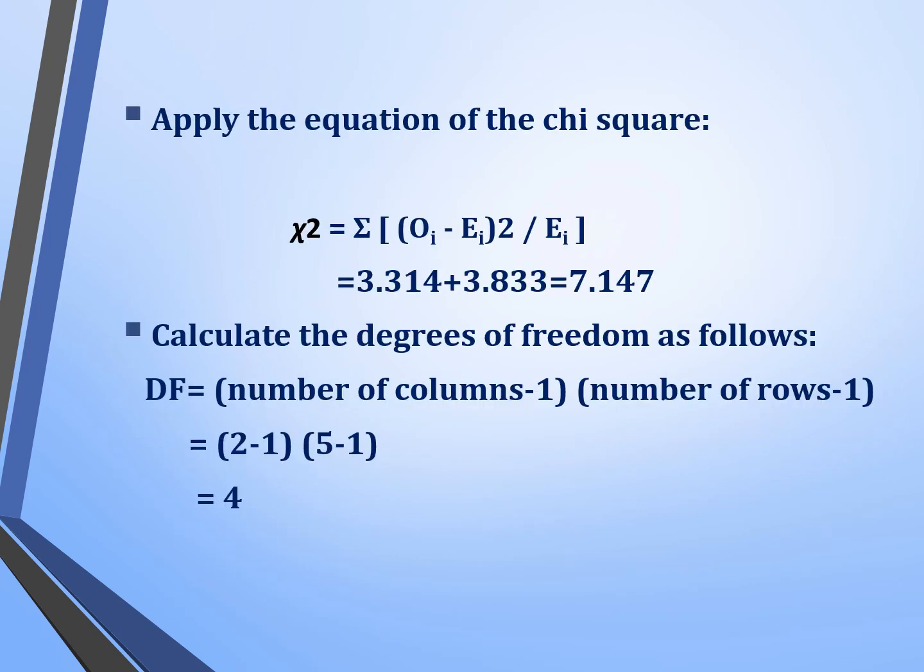The chi-square value is calculated by applying the equation of the chi-square test, and it equals 7.147. Also calculate the degrees of freedom according to the equation number of columns minus 1 multiplied by number of rows minus 1, which is equal to 4.